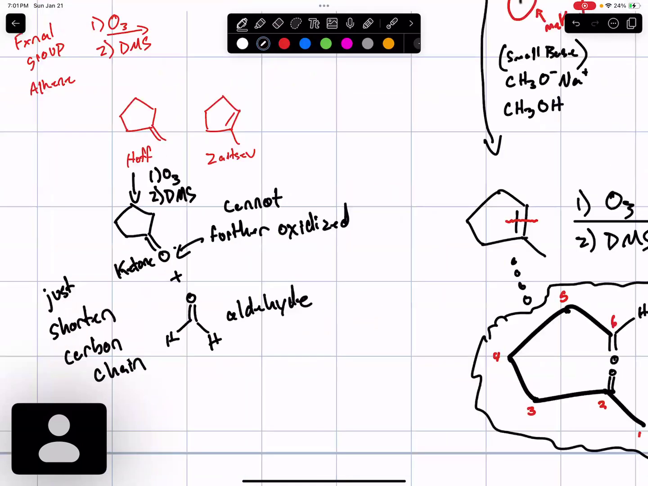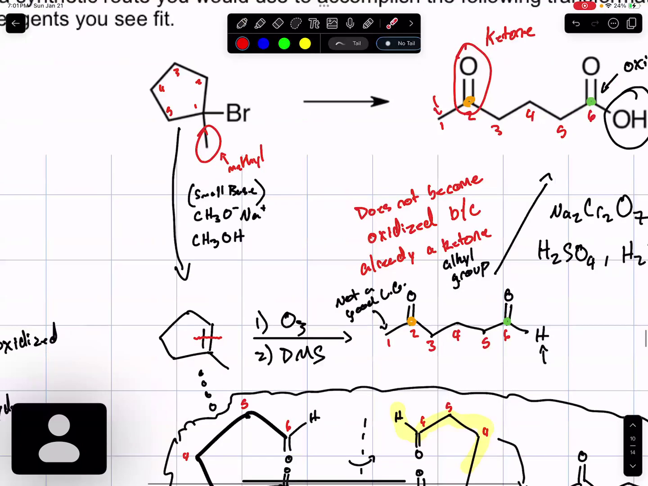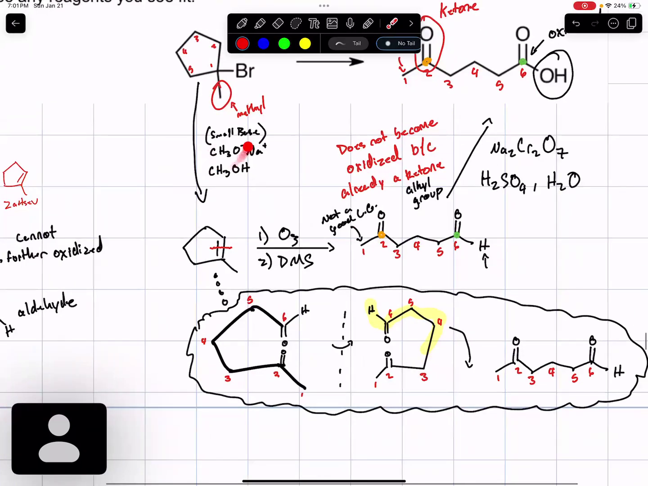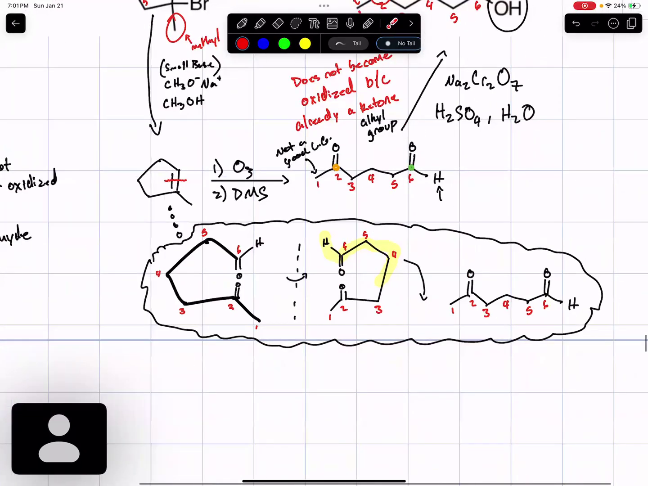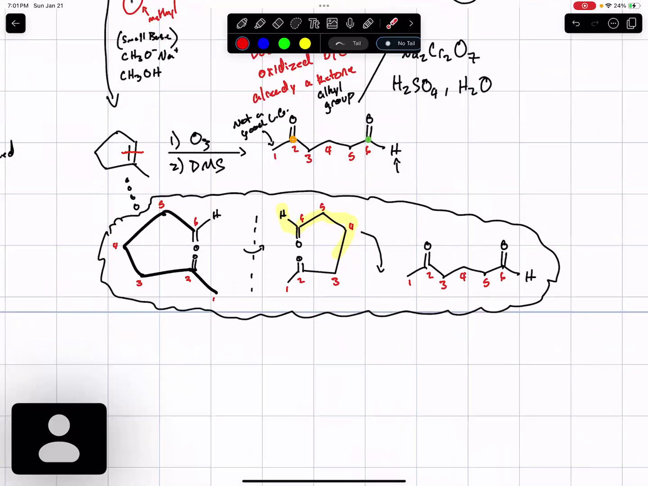Okay, so we know that we're not using our Hofmann alkene. So we understand that we have to use our Zaitsev alkene. To get our Zaitsev alkene, we know that we have to use a small base. We use a small base like methoxide to be able to get our Zaitsev alkene. Once we got our Zaitsev alkene, then we use ozonolysis to be able to break that alkene in half.